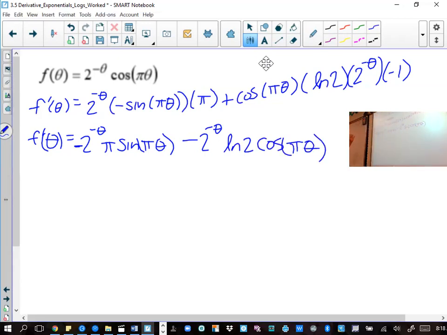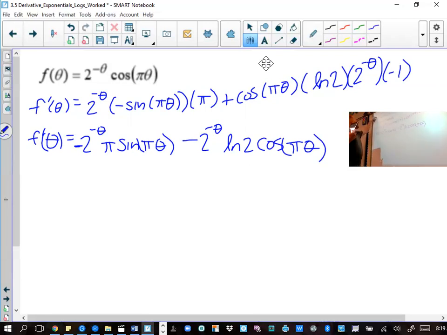We could factor out the -2 negative theta, but I think that this is an appropriate answer. Okay, so we have our answer here. Let's go here. Just making sure, I don't think we need to simplify any further than that. Yeah, we don't have to simplify any further than that. This is great.